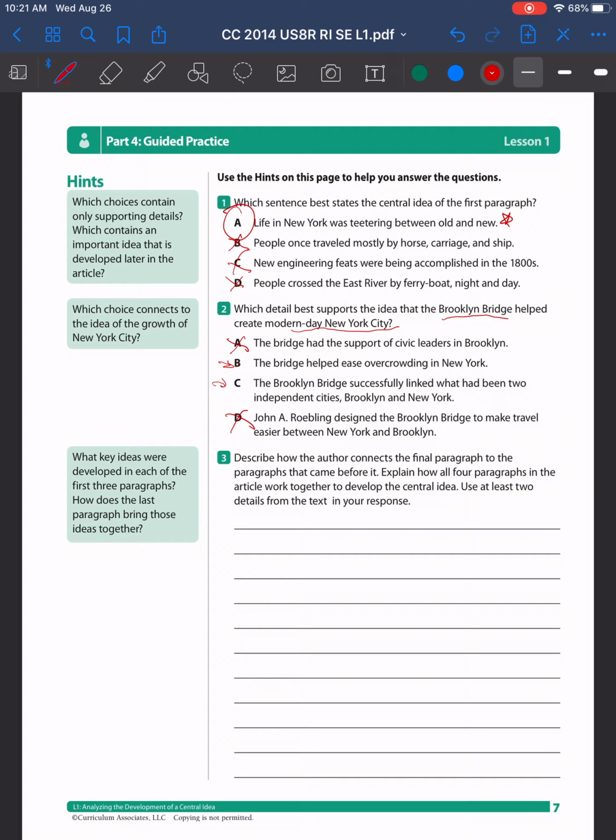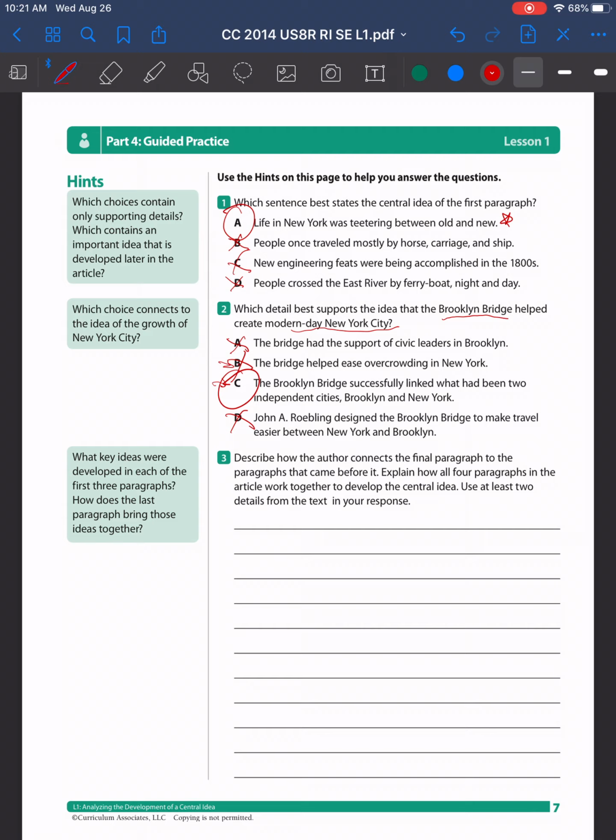So here's the thing. B and C are both really, really close. I'm going to go with C, and I'm going to tell you why. Because the main idea here is that the Brooklyn Bridge helped create modern-day New York. A detail to support that, if I said the Brooklyn Bridge successfully linked what had been two independent cities, but now they are linked together, I believe that's a better supporting detail than just saying that it helped overcrowding. It helped with the overcrowding for sure, but that's not what created the modern-day New York. You know, Brooklyn had a lot. They helped with all of their manufacturing. So I'm not going to say B, I'm going to say C.